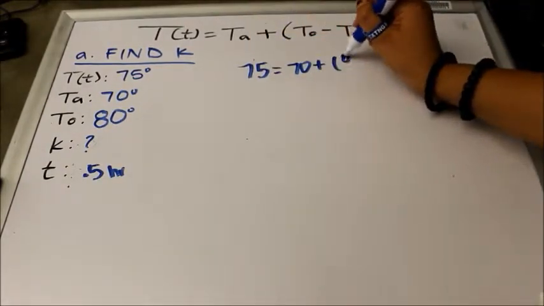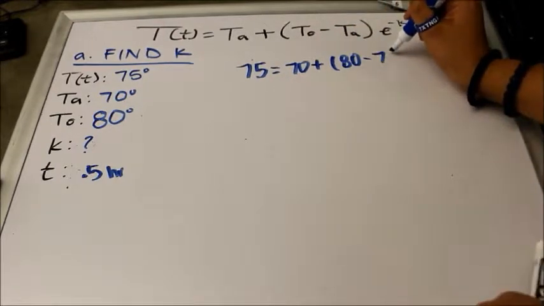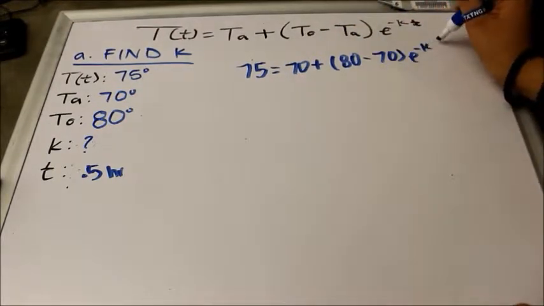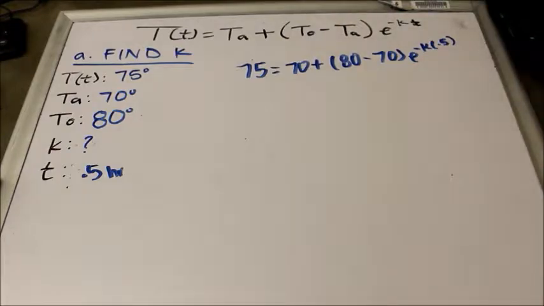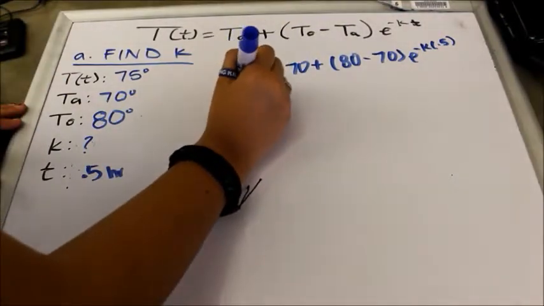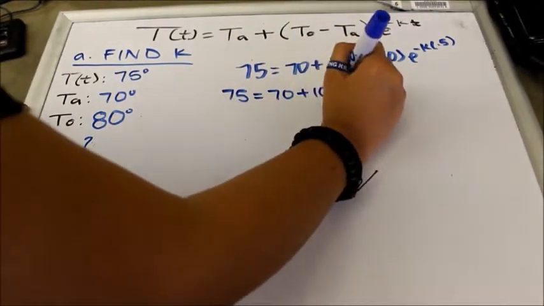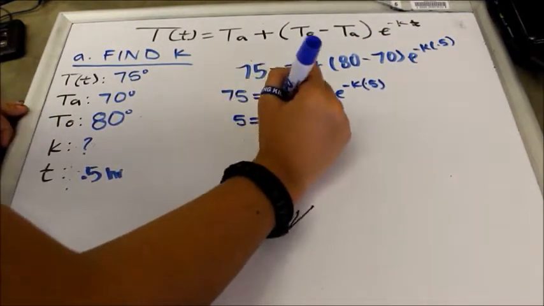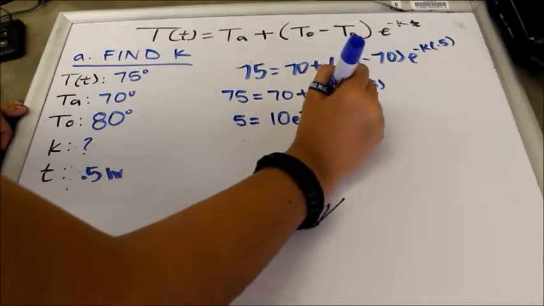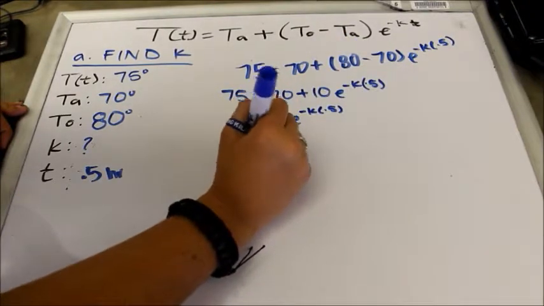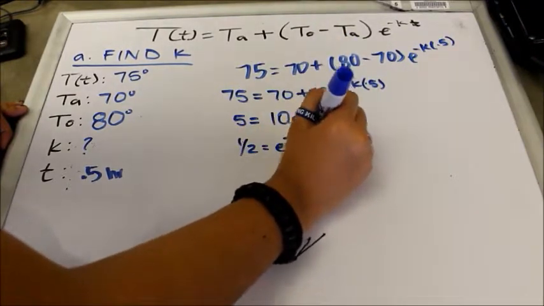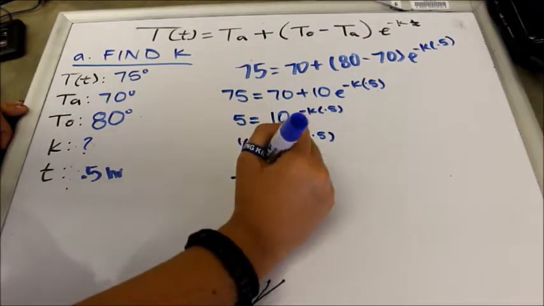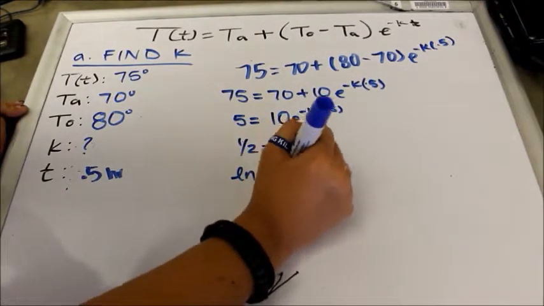The first step is to plug all known values into the equation and then solve what is in the parentheses. Simplifying the equation to 75 equals 70 plus 10 times e to the negative k times 0.5. Then subtract 70 from both sides, which gives you 5 equals 10 times e to the negative k times 0.5. The next step is to divide both sides by 10 in order to isolate the e, and then to get rid of said e, I will take the natural log of both sides.